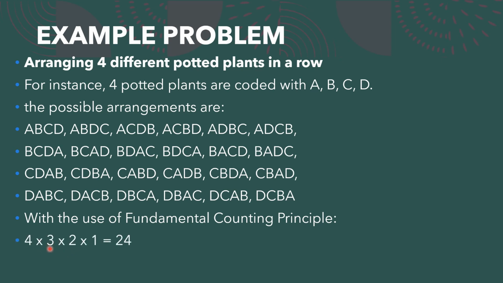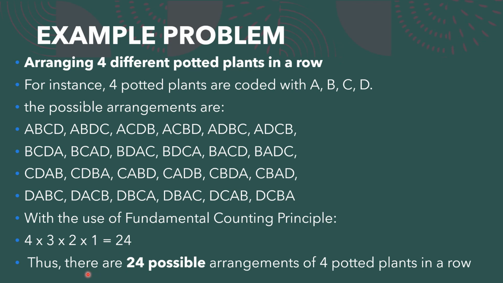Sa second slot, meron kang 3. Sa third slot, meron kang 2. At sa fourth slot, meron kang 1. So, kung mapapansin mo, pababa lang ng pababa. Kasi nga mababawasan yung choices mo kapag nailagay mo na yung isa sa position niya. So, pag multiply mo, that is equal to 24. So, it means we have 24 possible arrangements of 4 different potted plants in a row.